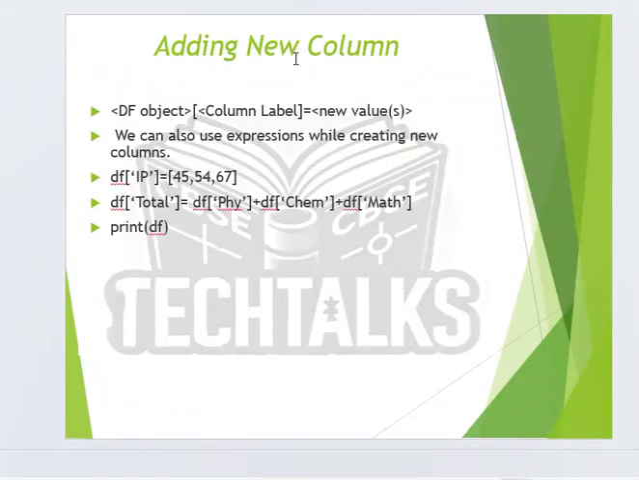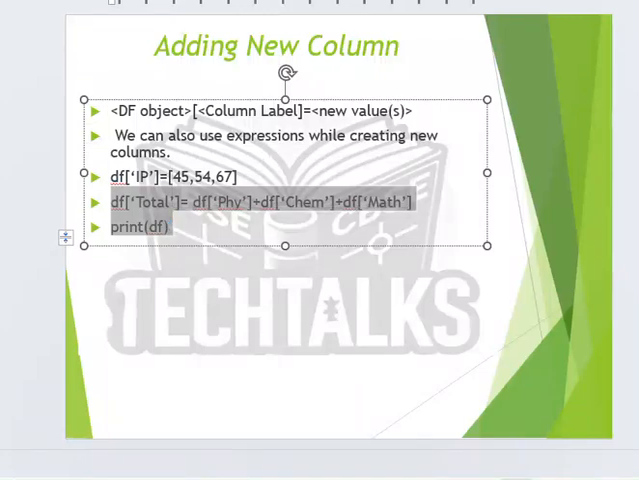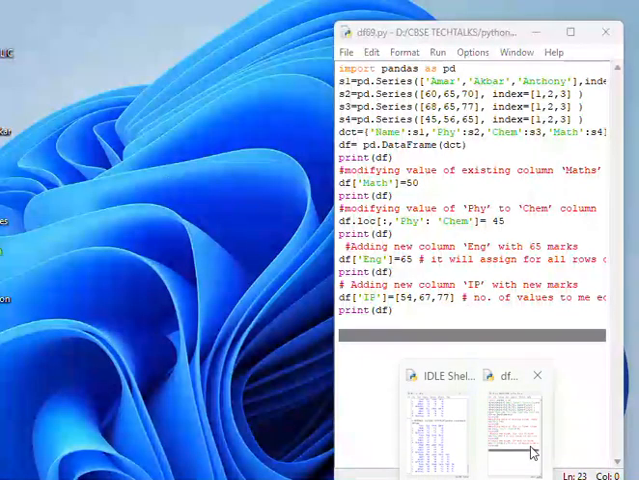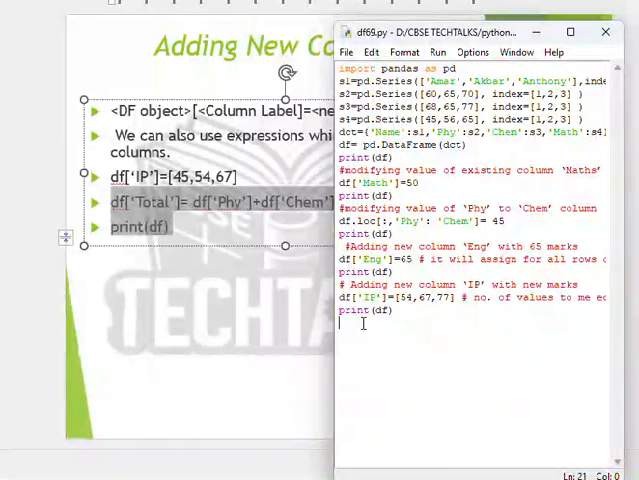We can add a new column also. How to add a new column? We can also use an expression while creating a new column. So IP was done. If I want total, one more column, and I want to display it, I will be using only this as a column, and we will see how it is working. So I have added two more columns.